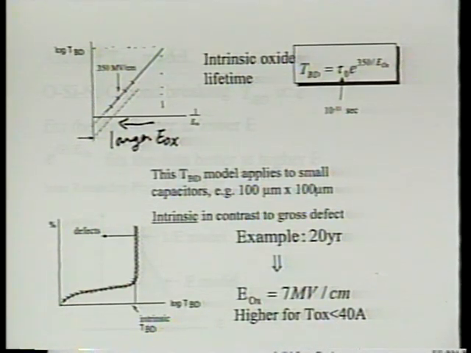And therefore, what is the maximum VDD? Or better, what's the thinnest Tox? You see the idea? How to use that?